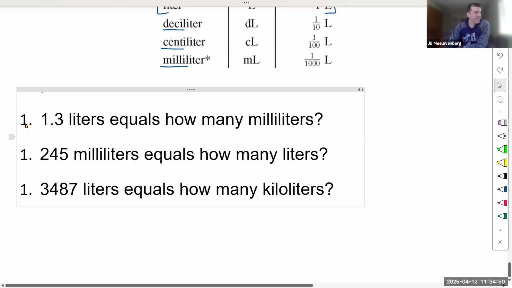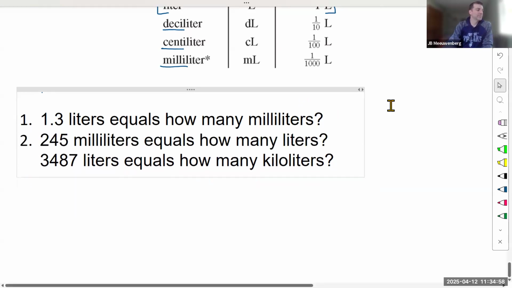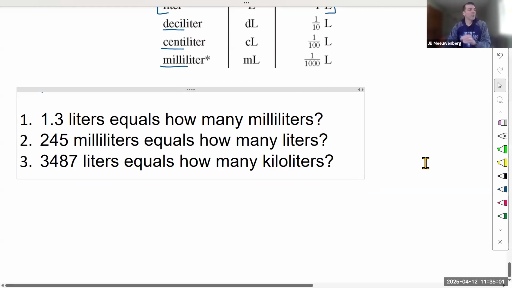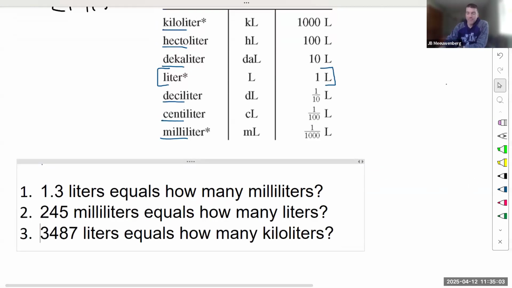Funny, when I copy and paste it, it numbers them all as 1, when really that's number 2. So there we go. So 1.3 liters is equal to how many milliliters?